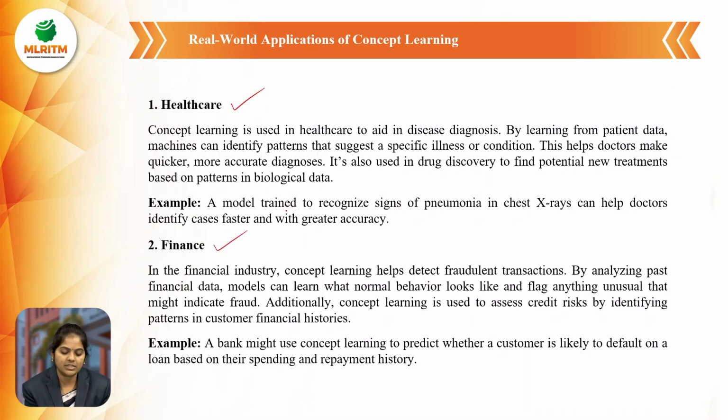And the second real-world example is finance. In the finance industry, concept learning helps to detect fraudulent transactions. By analyzing past financial data, the models can learn what normal behavior looks like and flag anything unusual that might indicate fraud. Additionally, concept learning is used to assess credit risk by identifying patterns in customer financial histories. Let's see the example. A bank might use concept learning to predict whether a customer is likely to default on a loan based on their spending and repayment history.